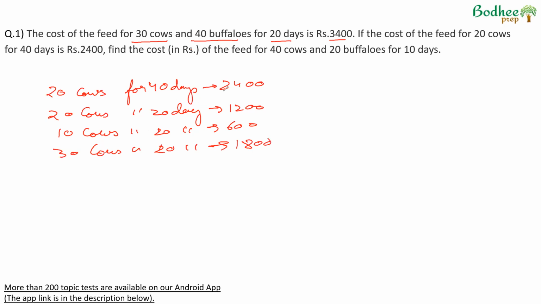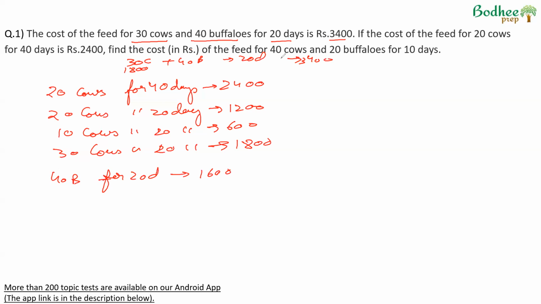So first I halved the number of days, so the value became half. Half the number of cows, the value became half. The number of cows was made 3 times, so the value became 3 times. So if we look at this, 30 cows plus 40 buffaloes for 20 days costing 3,400 rupees. 1,800 is for 30 cows. Therefore, we can say 40 buffaloes for 20 days will cost 3,400 minus 1,800, 1,600 rupees.